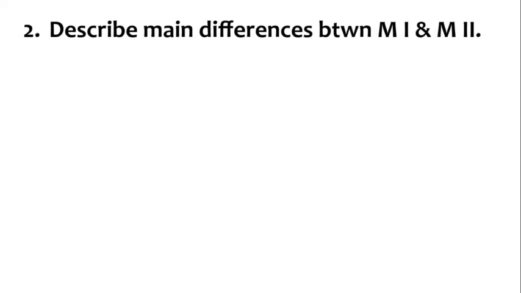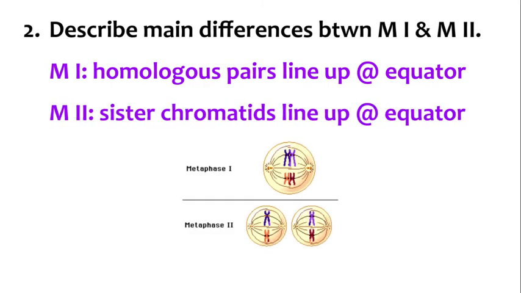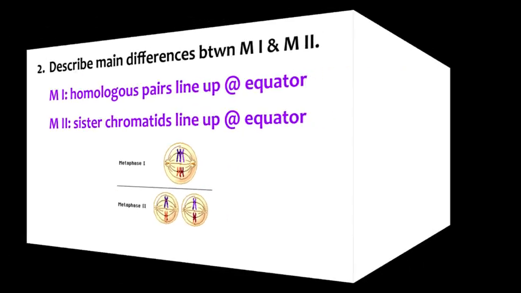Question 2, describe the main differences between meiosis 1 and meiosis 2. In meiosis 1, it's the homologous pairs that line up at the equator. And in meiosis 2, the sister chromatids line up at the equator. So remember, meiosis 1, the goal is to get the homologs separated from one another. Meiosis 2, the goal is to separate the original chromosome and its copy, the sister chromatids.